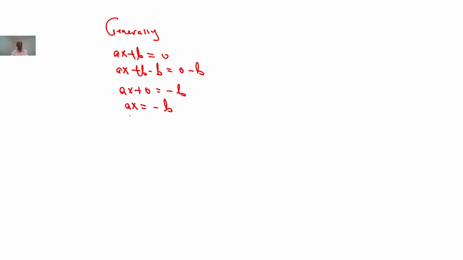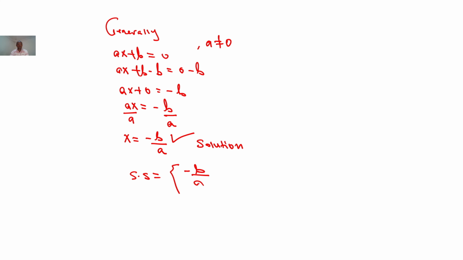After that, to find the value of x, divide both sides by a. This is divided by a, this is divided by a. This means x is equal to negative b over a. Here we said a is different from 0. This is the solution for our problem. To be a solution set, if we put this value negative b over a inside the set notation, then it becomes the solution set.